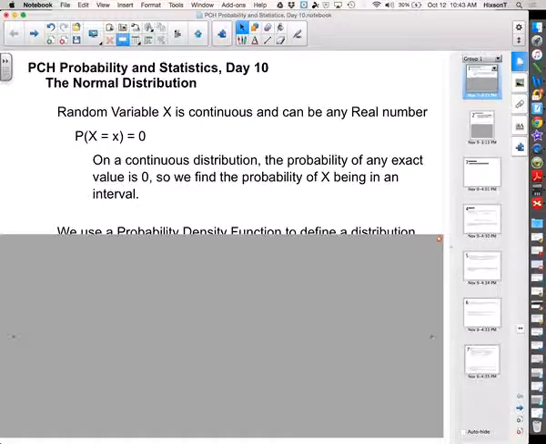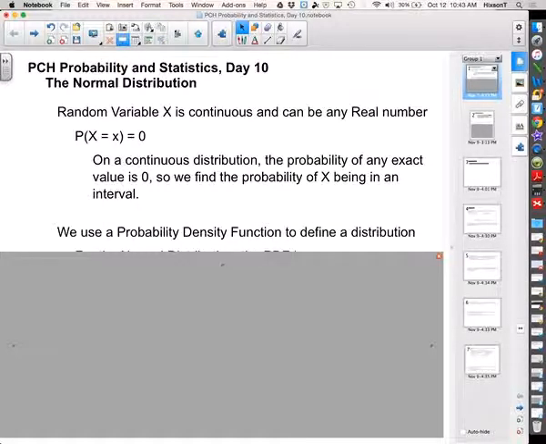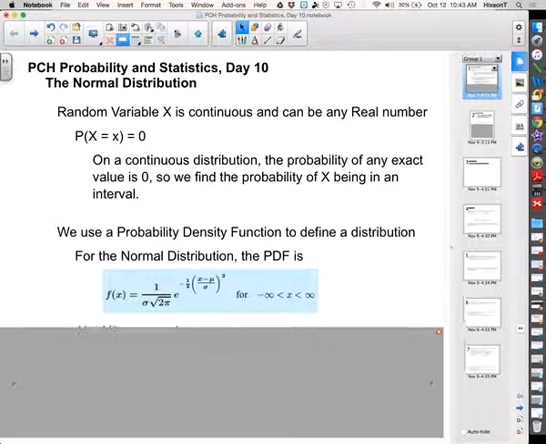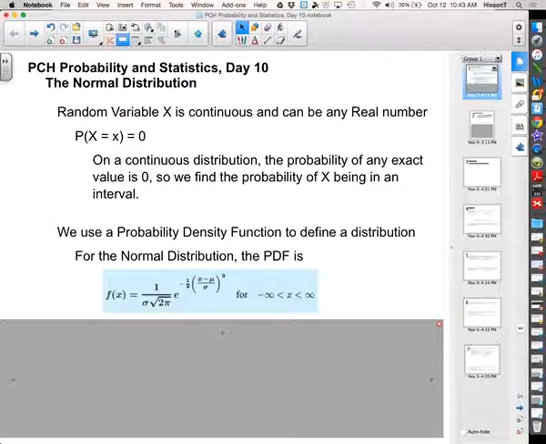Now, I'm going to show you what I was talking about, the probability density function. Do not bother writing down this equation. I want to show it to you because I want to observe a couple of things about it. For the normal distribution, this is the function: 1 over sigma times the square root of 2 pi, times e to the power of negative 1/2 times (x minus mu over sigma) squared. Again, don't bother writing this down.